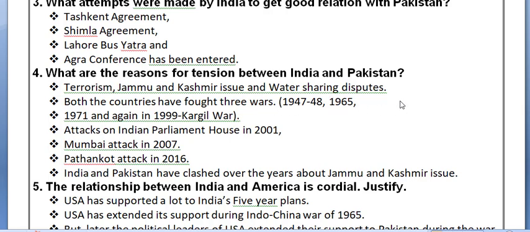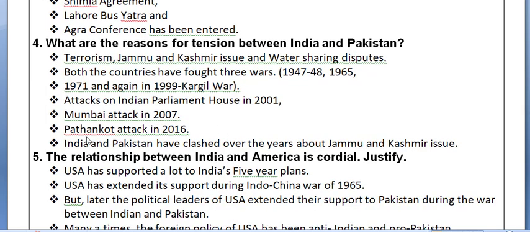Both the countries have fought wars in 1947-48, 1965 and 1971, and again in 1999, the Kargil War. Attacks on India's Parliament House in 2001, the Mumbai attack in 2008, the Pathankot attack in 2016, and India and Pakistan have clashed over the years about the Jammu and Kashmir issue.